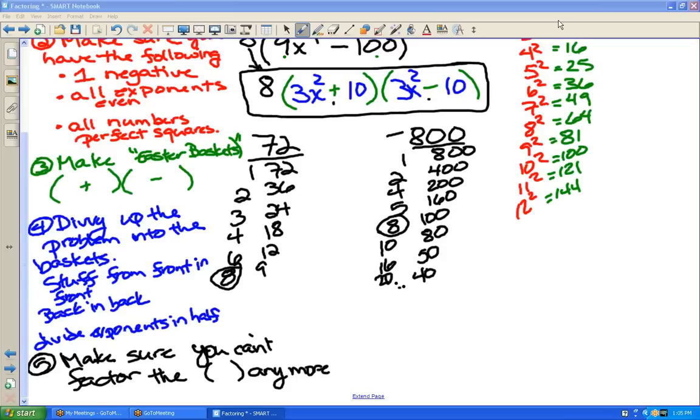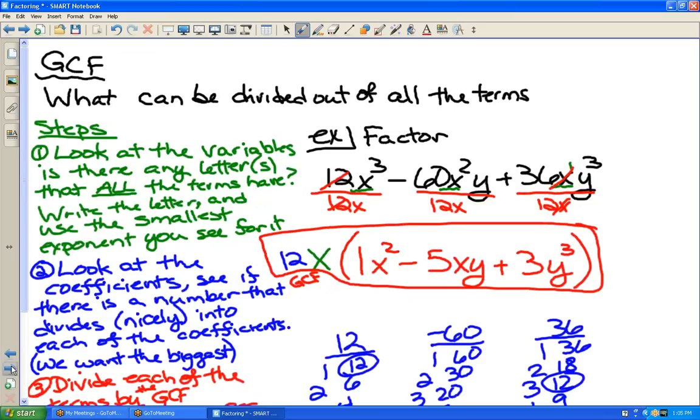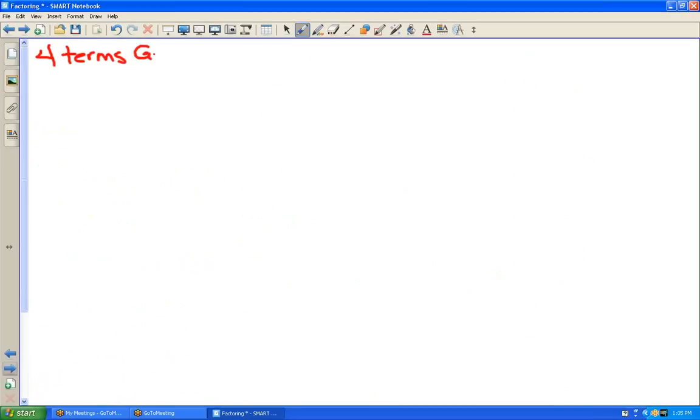Then we'll go on to, remember my very first page? I said count the terms, so we did the 2 terms, we did the GCF. I'm going to skip the 3 terms because they're ugly, but 4 terms actually help us with the 3 terms. So we're going to do the 4 terms next and then come back to the 3 terms. Okay. Going back. 4 terms.